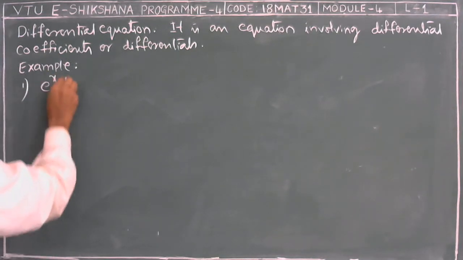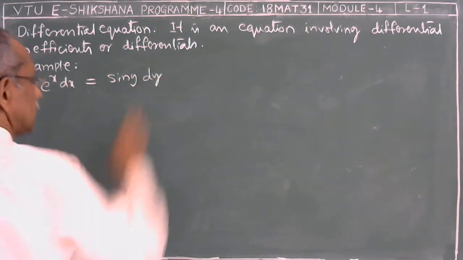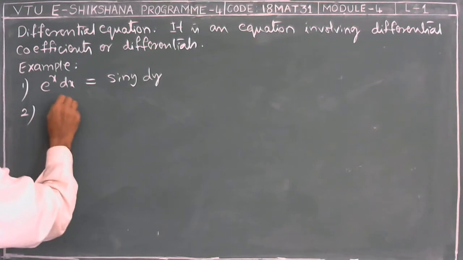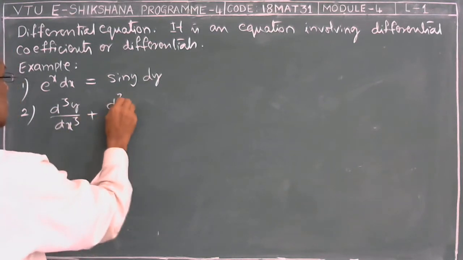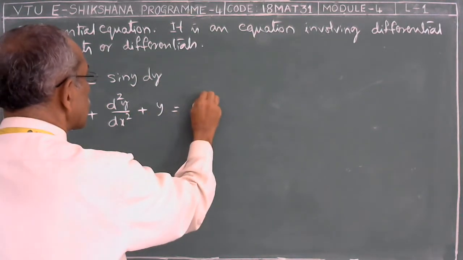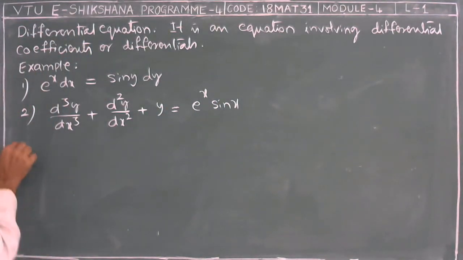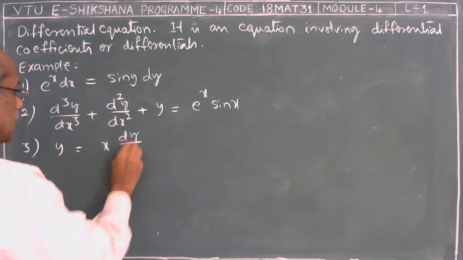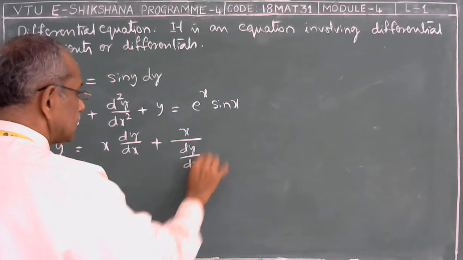Example 1. e power x dx is equal to sine y dy is a differential equation. d cube y by dx cube plus d square y by dx square plus y is equal to e power x into sin x is another differential equation. y is equal to x into dy by dx plus x divided by dy by dx is another differential equation.